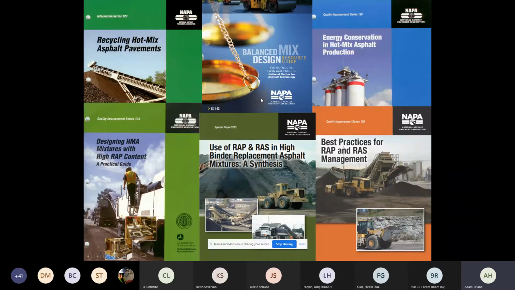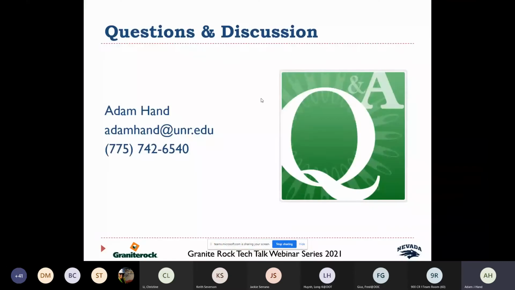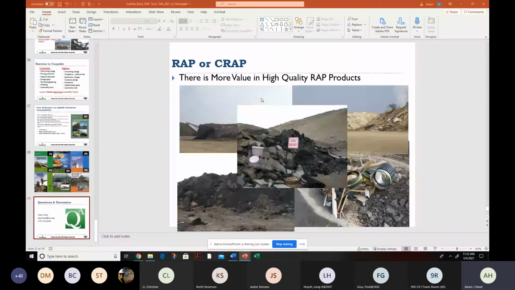And again, it's all about how to increase the use of recycled materials and do it so that you get good performing mixes. And with that, I will wrap up.